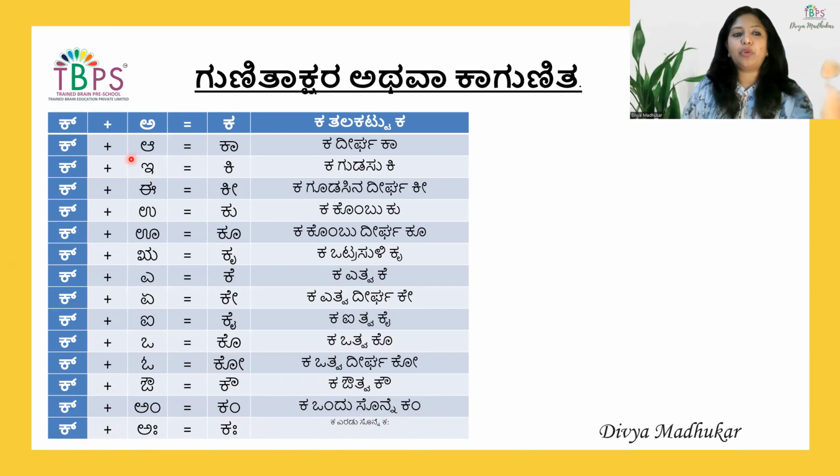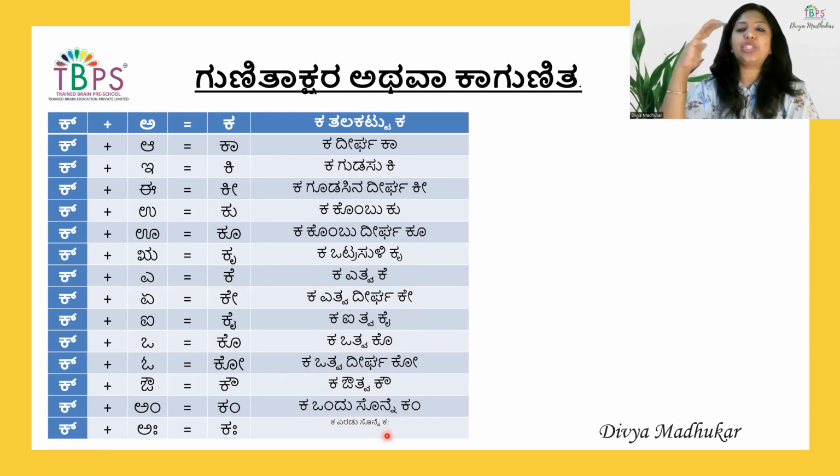So prati sati, you don't have to make this tabular notation. You can go directly and you can also read it. How do we do that directly? It's like ka thalakattu, ka dheerga, ka gudisu, ka gudisina dheerga, ka kombu, ka kombu dheerga, ka vatrasuli kru, ka etva, ka etva dheerga, ka aitva kai, ka otva ko, ka otva dheerga ko, ka autva kau, ka guan sonne kam, ka gerad sonne kaha.